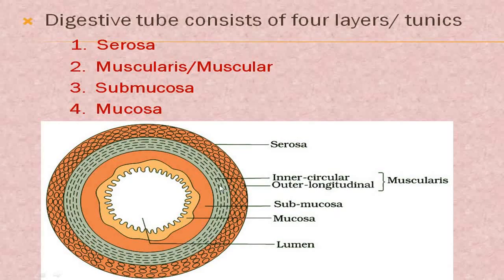Next is muscular. Here the muscular layer consists of 2 layers of muscles: an outer layer of longitudinal muscle and an inner layer of circular muscle. But in the case of the stomach, there is a third layer, that is of oblique muscles. These muscles are named according to their arrangement. Then inside the muscular layer is the submucosa layer, and the innermost is the mucosa layer. This mucosa layer lines the lumen of the digestive tract.